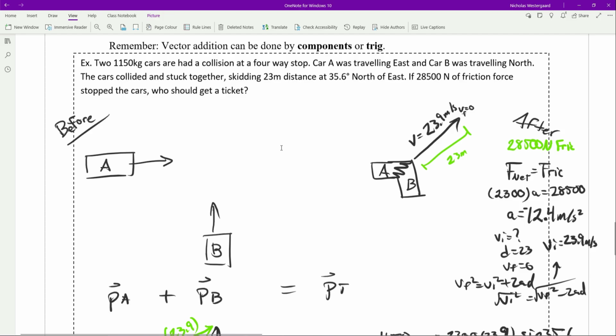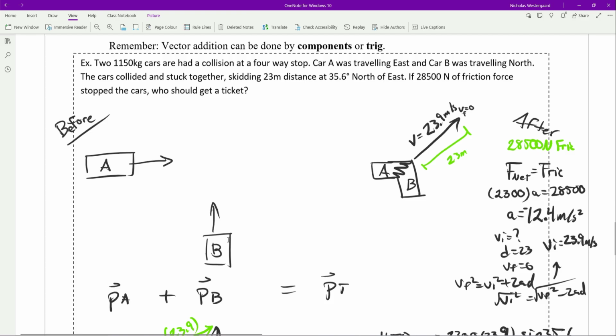This problem is a little bit more tricky, but looking at it before and after, I know that the momentum before the situation should equal my momentum after the collision. So if I say, well, what is my momentum before? It's momentum from A and momentum of B. And what is my momentum after? It is just the total. Now I know what's going on here. Everybody ignore that velocity at the moment. We don't know what that is yet. I know that it's heading at an angle 35.6 degrees north of east. And these are going north and east specifically.